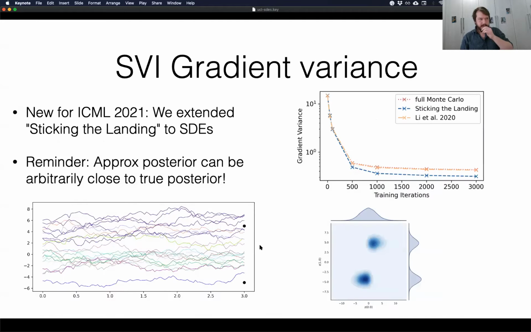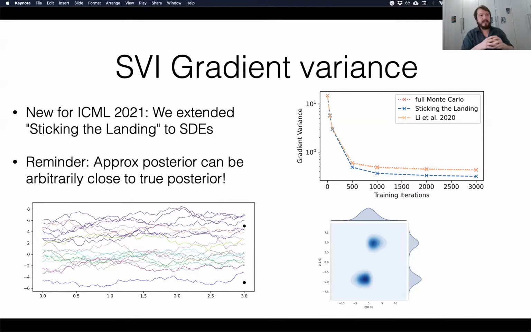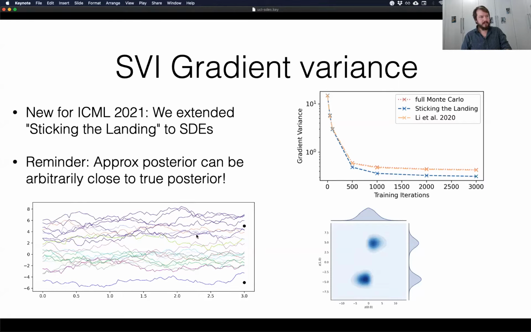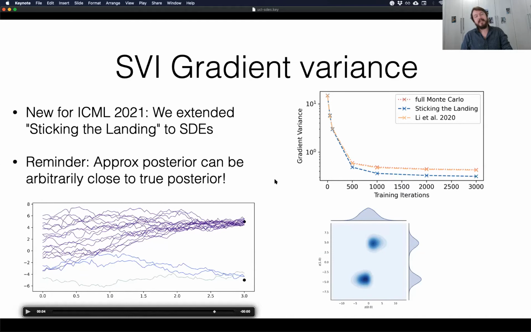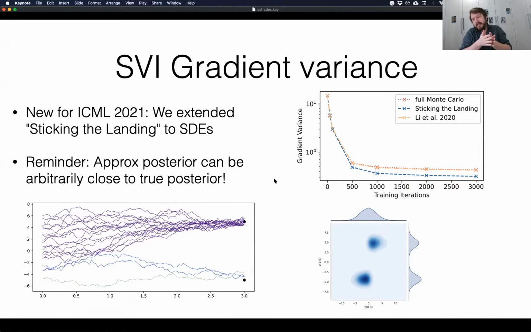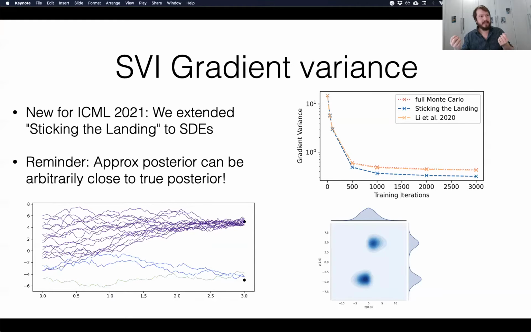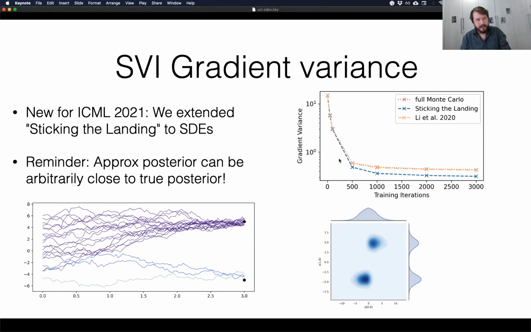So the cool thing about SDEs is that they have arbitrarily rich approximate posteriors that, if you made your neural networks big enough, would actually contain the true posterior. So they can have multimodal, crazy distributions, whatever you want. That's really good. So we did the math to extend this variance reduction trick to the stochastic differential equation setting, and now we have a gradient estimator whose variance goes arbitrarily low as you get close to the true posterior.